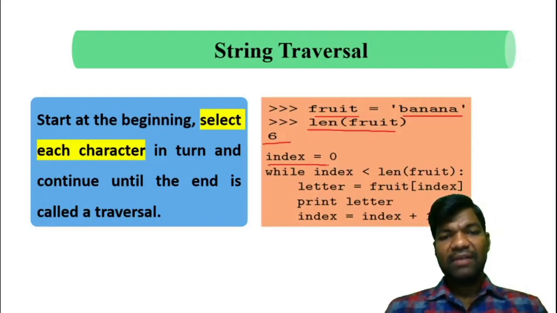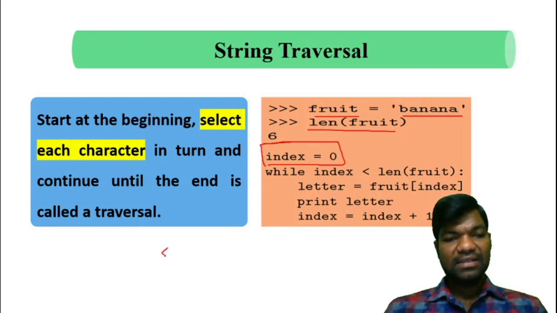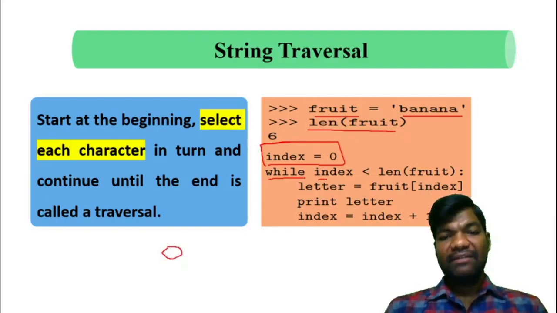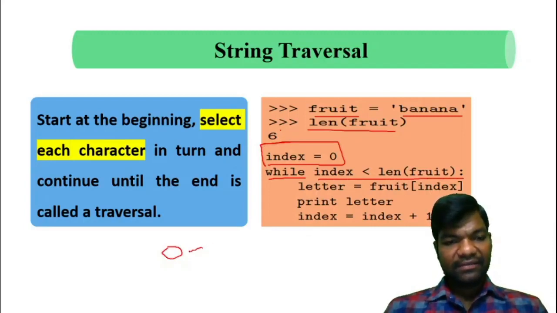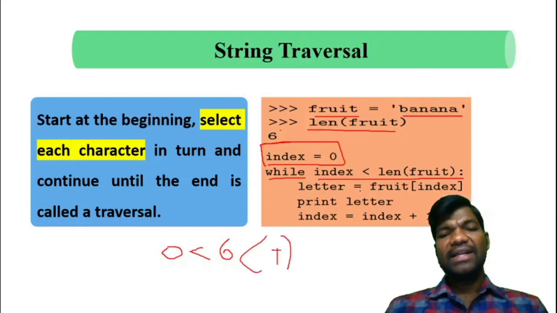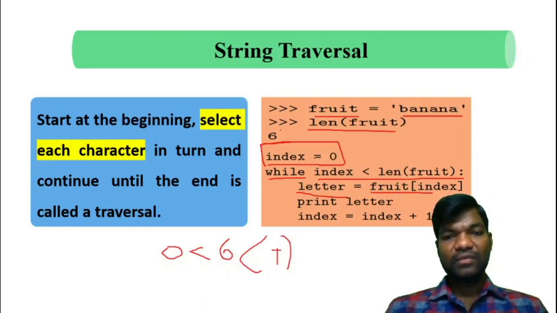Here I am using a while condition. Initially the index value is 0, right? Now give the while statement: while index is less than length of fruit. What is the length of fruit here? 6. If it is true, then letter equals fruit of index. What is the index here? Index equals 0, so fruit of 0. What is fruit of 0? B. So you will get B.